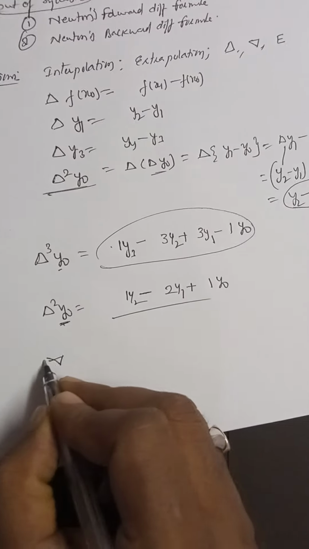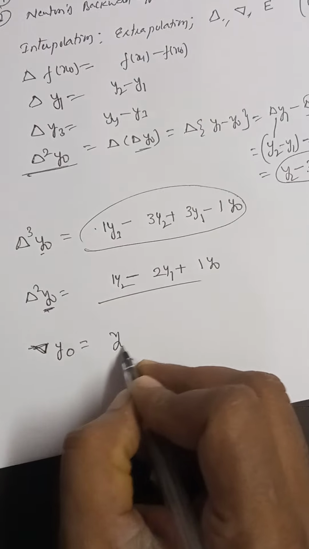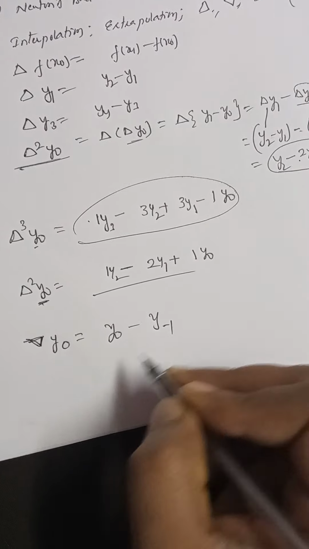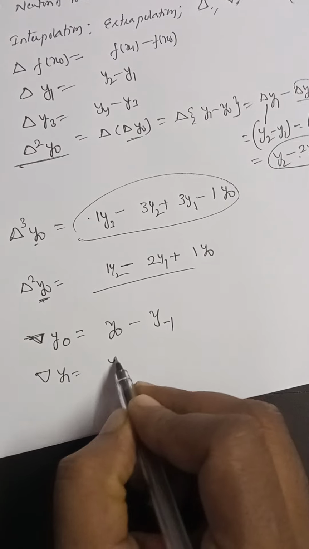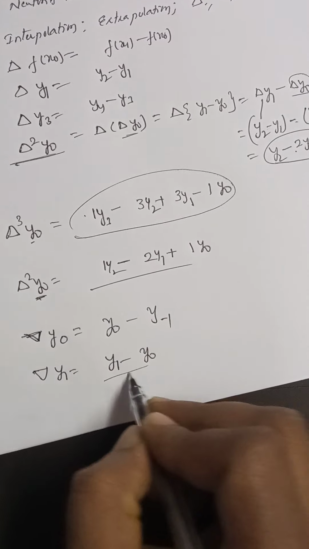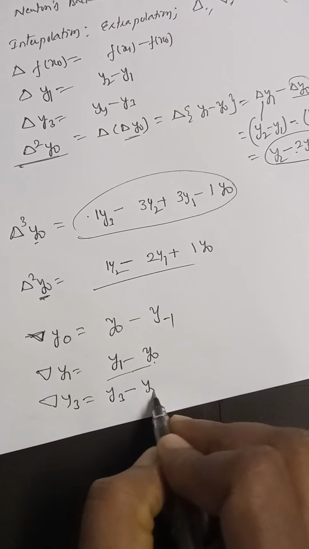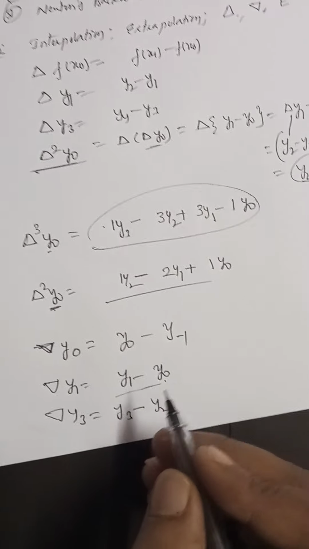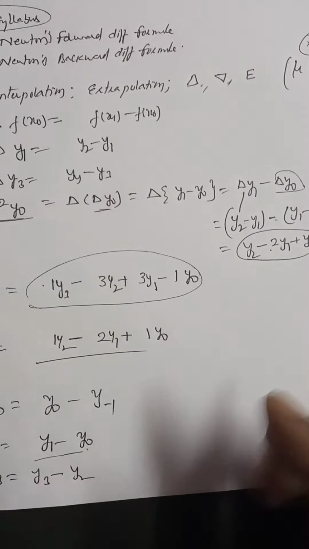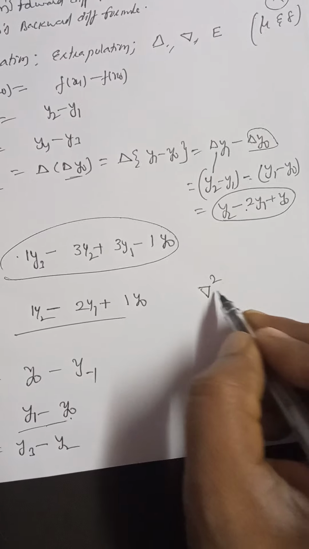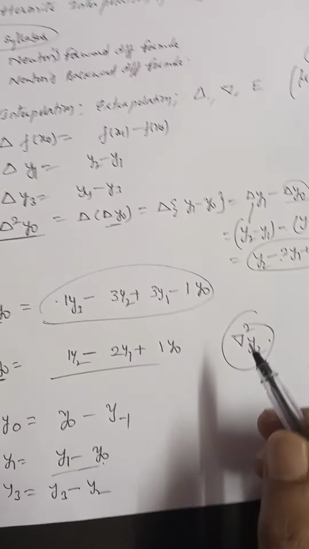Similarly, nabla y0 is equal to y0 minus y suffix minus 1, right? Now nabla y1 is equal to y1 minus y0. Nabla y3 is equal to y3 minus y2, right? This is the formula of nabla, right? Similarly, in the same fashion, you can find nabla square y2 also, nabla of nabla y2, like that, right?